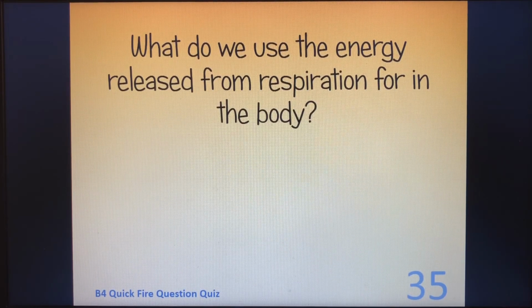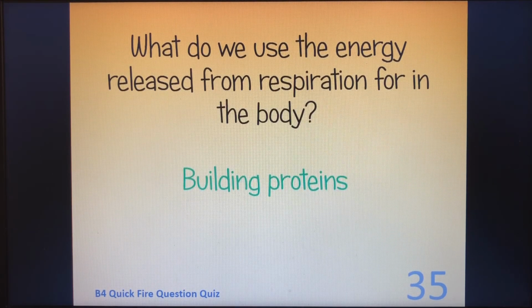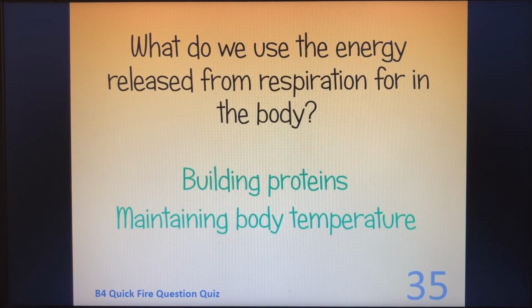Question 35. What do we use the energy released from respiration for in the body? So we do respiration, which releases energy from the glucose that we've eaten, and there are 3 uses for it in the body. This comes directly from the course content. Give you a second to think. And the answer is building proteins, maintaining body temperature, and movement. That's straight from the course content, so those are the ones to remember. I'm sure we could break them down into lots of different processes, but those are the ones we need to remember.